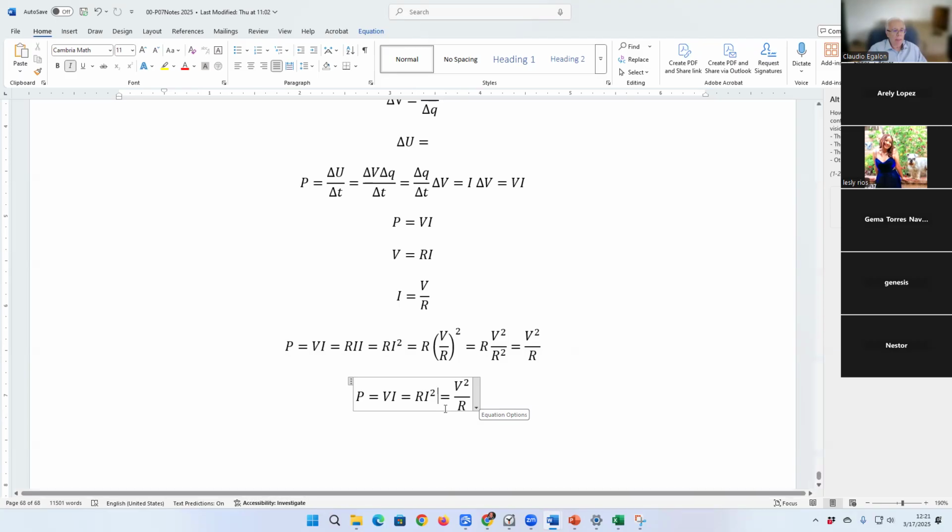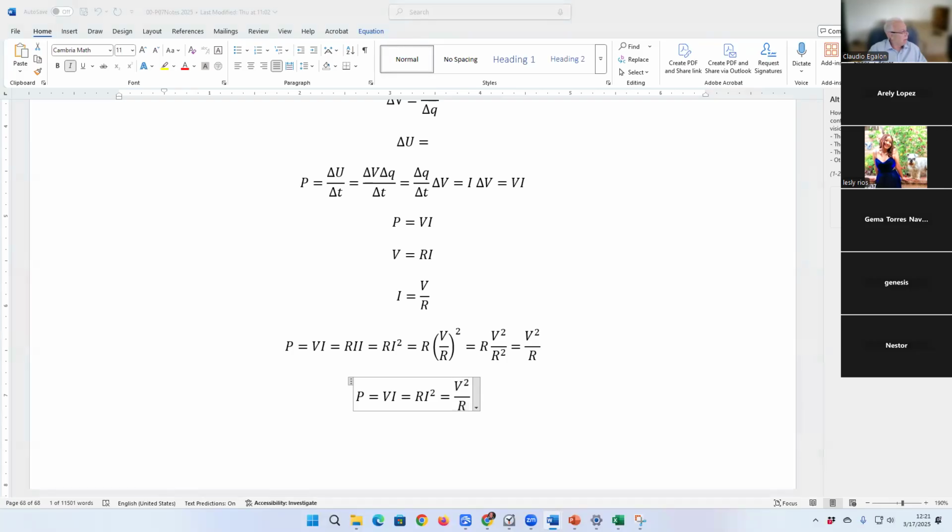Okay. This one is more appropriate to find out the power spent by a resistor. This one here is more appropriate to find out the power provided by a battery. Okay, and so on. Here too, we can use this one to find out the power spent by a battery. Okay, and now we can come up with some exercises.